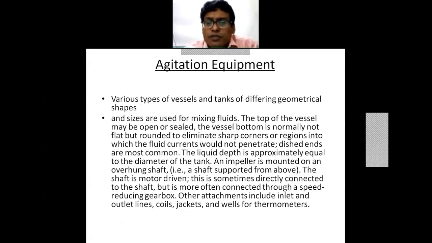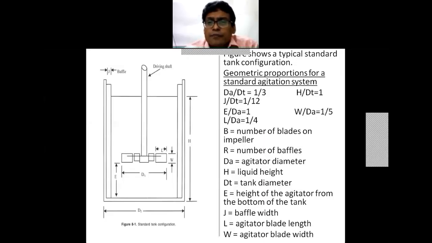The shaft is provided with a motor, sometimes directly connected to the shaft but more often connected through a speed reduction or gearbox. The other attachments include the inlet, outlet, coils or jackets, as well as thermowells. These are the other different equipment.